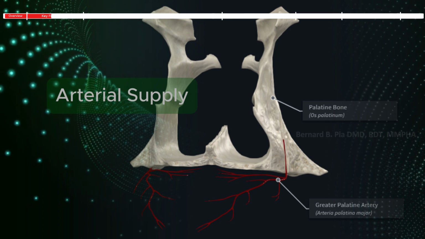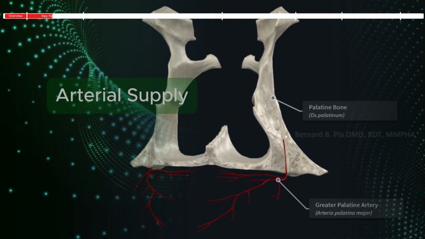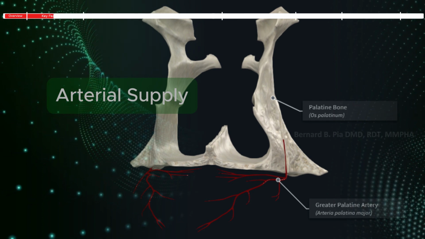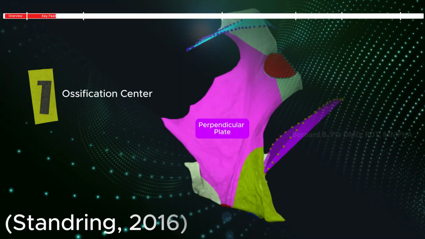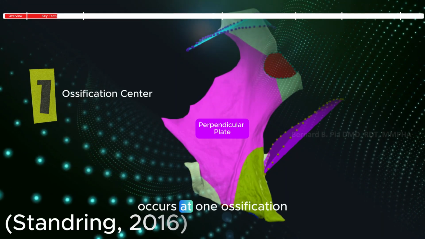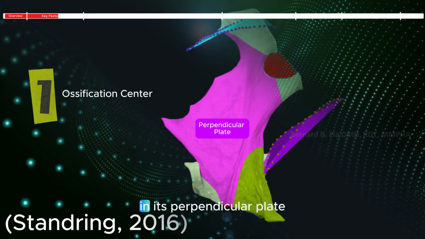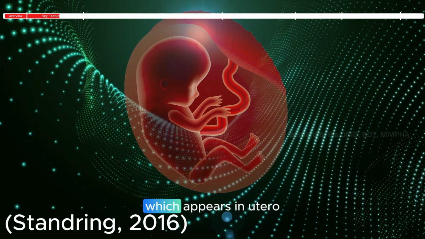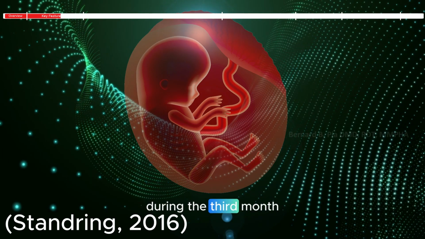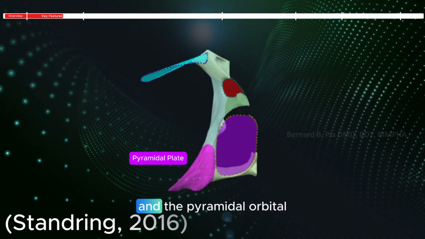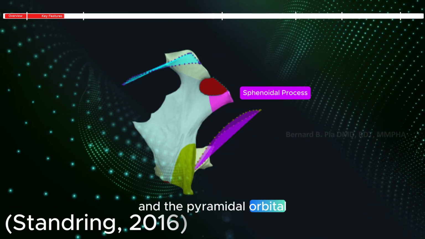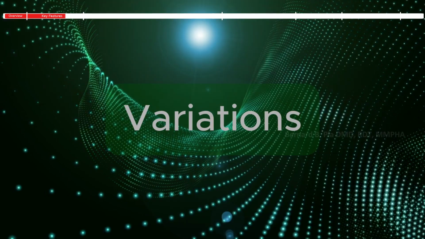Arterial supply: greater palatine artery. Ossification. Ossification of each palatine bone occurs at one ossification center in its perpendicular plate, which appears in utero during the 3rd month, and also forms the horizontal plate and the pyramidal, orbital, and sphenoidal processes.